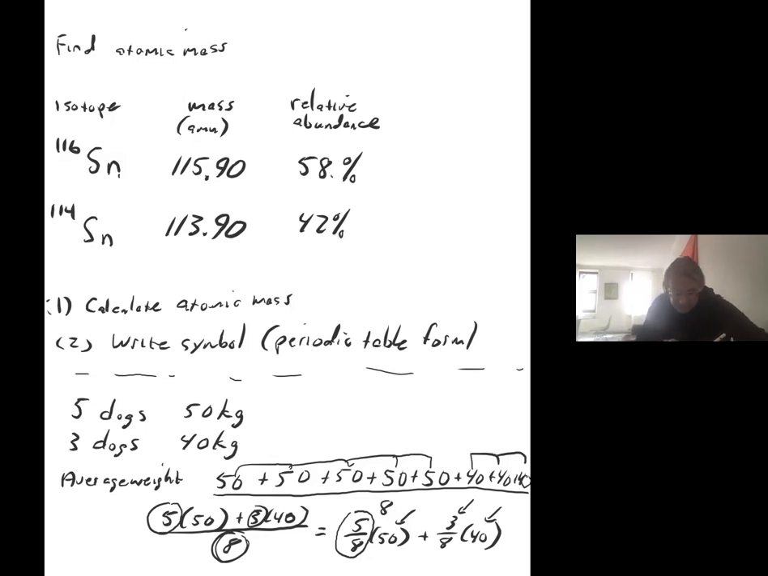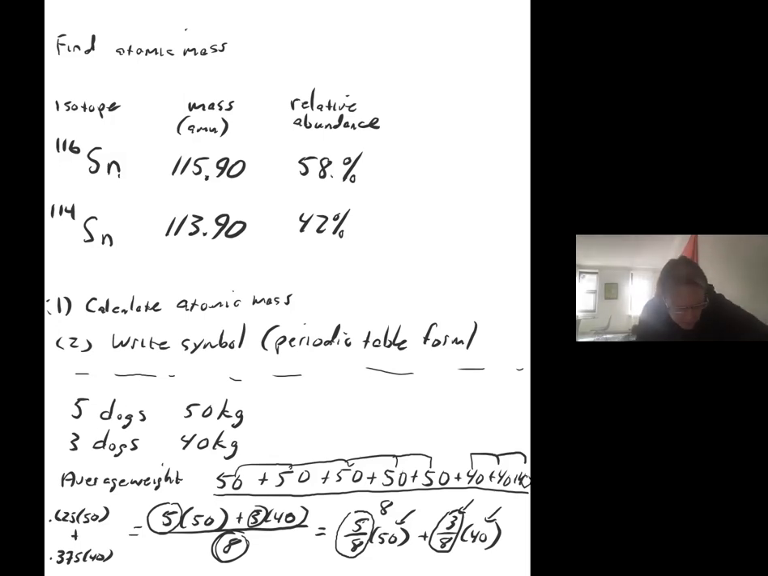Now, I could show you an even fourth way to do it. The fourth way would be kind of based on this last one. You could say, look, 5 out of 8 is 0.625. So this is really 0.625 times 50. And then 3 out of 8 is 0.375. So that's 0.375 times 40. And if you added those together, you'd get the same answer again. So my point is that weighted averages can be calculated in different ways.